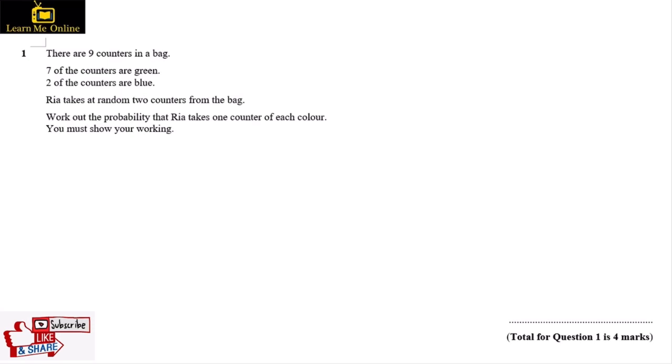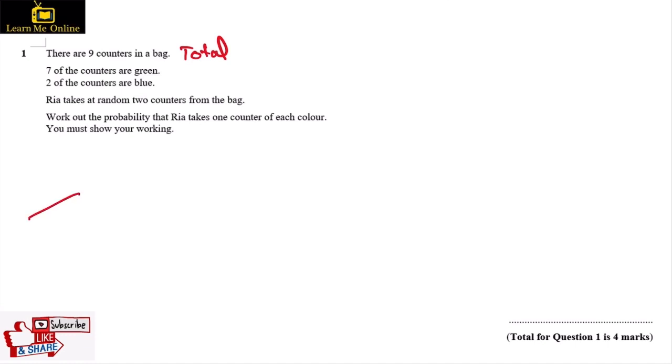This is that there are 9 counters in the bag. So the total counters is 9. I'm going to write down this is 9. The two other colors we are having are the green and the blue counters. Ria takes at random 2 counters from the bag. Work out the probability that Ria takes 1 counter of each color.